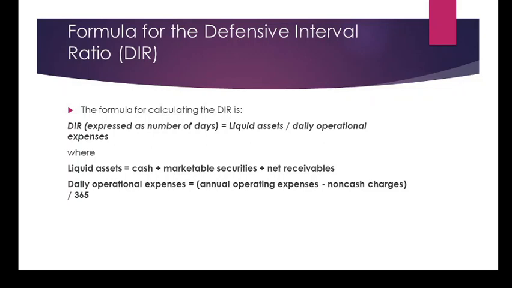where liquid assets, as we have already discussed, are equal to cash plus marketable securities plus net receivables, and daily operating expenses are calculated by subtracting non-cash charges from annual operating expenses, and then dividing the amount by 365, assuming the number of days to be 365 in a year. And this defensive interval ratio is expressed in number of days. For example, it can be 60 days, 70 days, 75 days, etc.